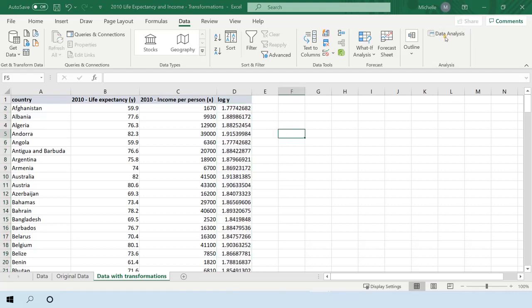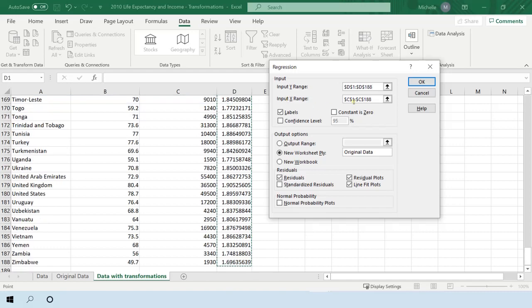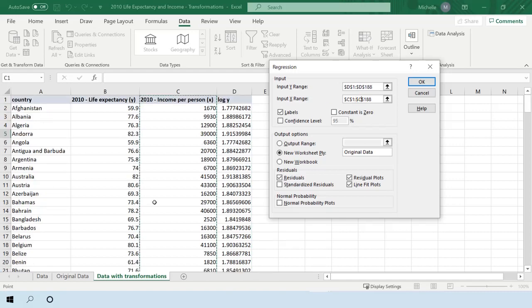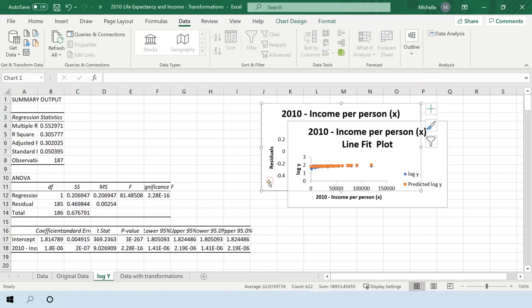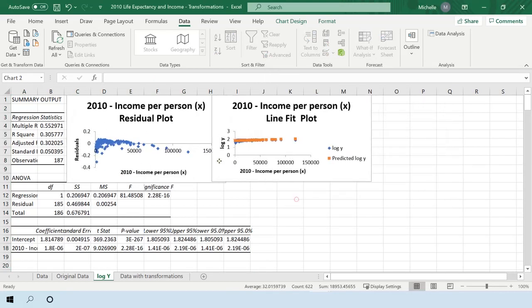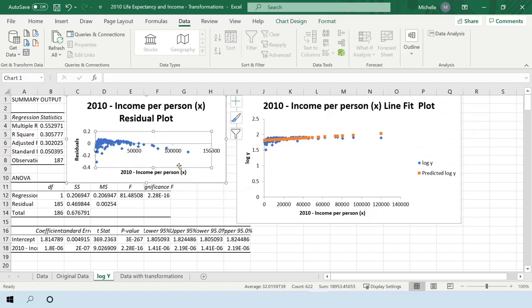All right, so I'm going to go to data analysis, regression. Okay, you may have to clear out what's in there. Instead of y, now it's going to be log y. X range, that stays the same. I want to call this log y. Okay, press OK. All right, so let's see what we have here. So did that help?